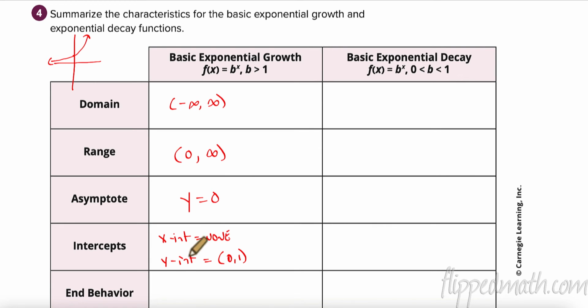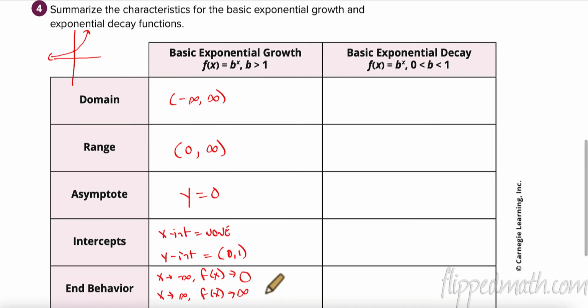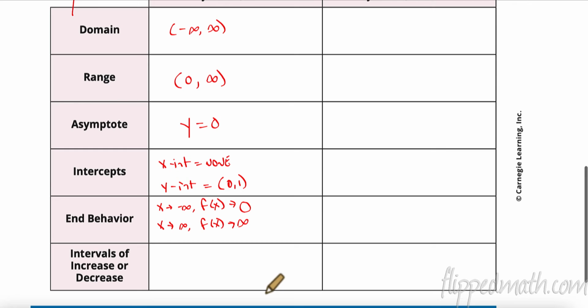End behavior. So as x goes to negative infinity, what does y do? As x goes to the left, y approaches 0. As x goes to positive infinity, what does y do? Y goes to the moon, towards positive infinity. Intervals of increase or decrease, well, it's going to increase from negative infinity to infinity.